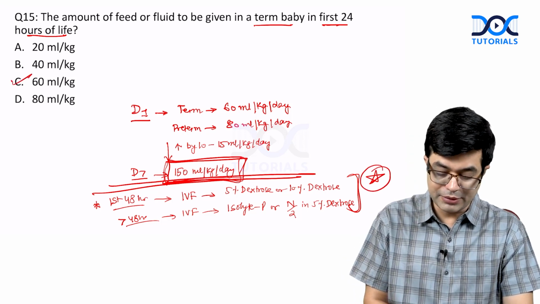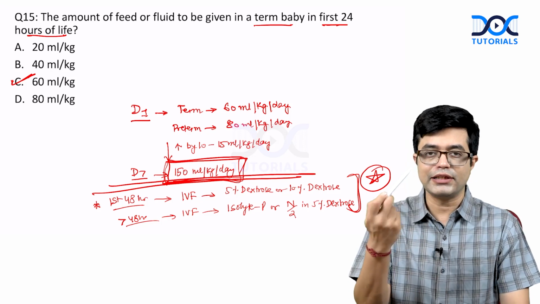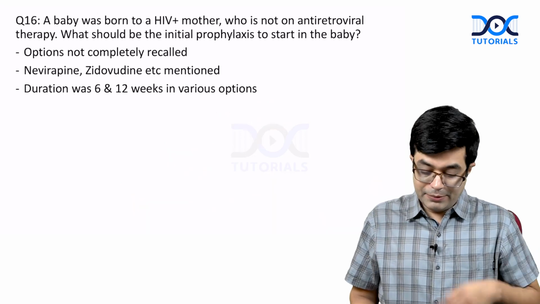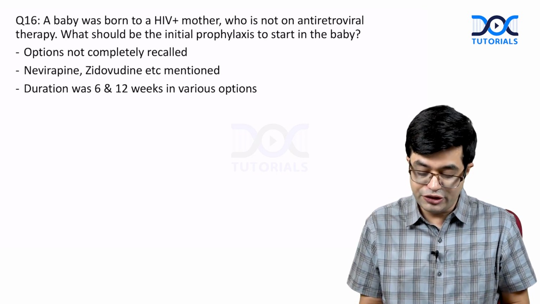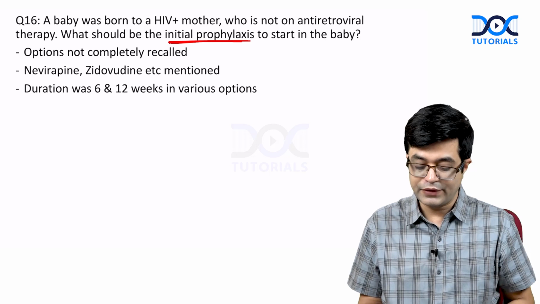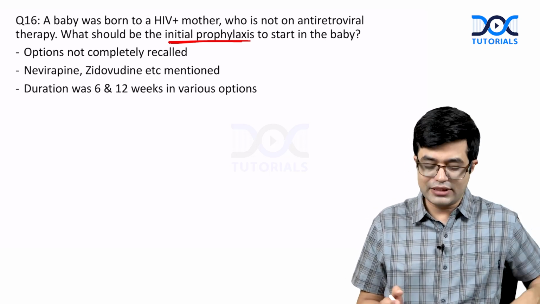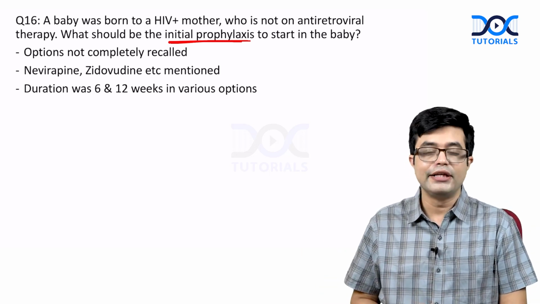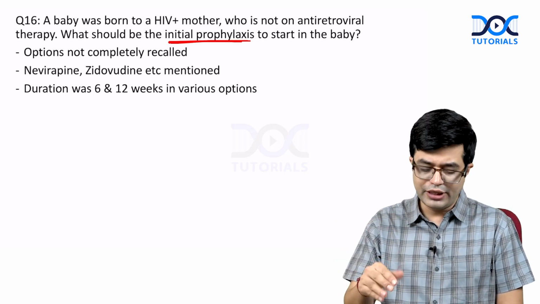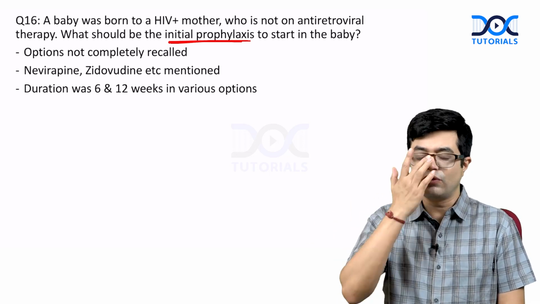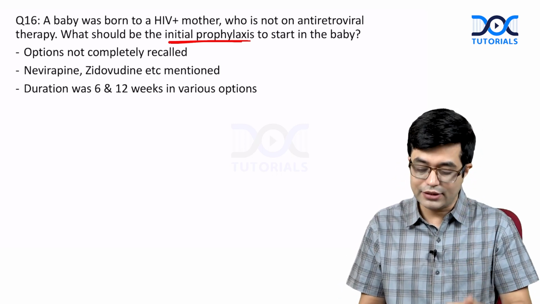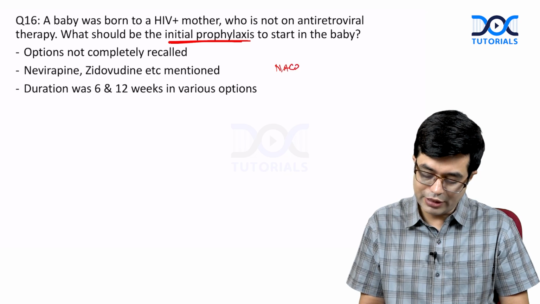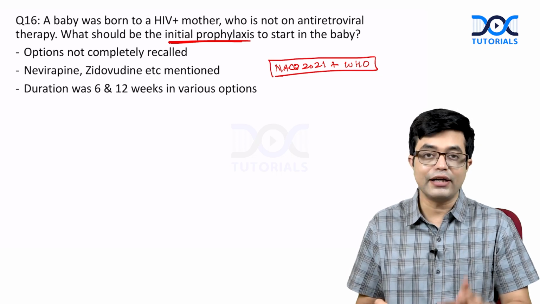So answer here is term baby 60 ml per kg. If it was preterm, answer would have been 80 ml per kg. A baby was born to HIV positive mother who is not on antiretroviral therapy. What should be the initial prophylaxis to start in the baby? Now options are not completely recalled and students said nevirapine, zidovudine, etc. were mentioned. So one option also had nevirapine plus zidovudine and duration was 6 or 12 weeks. So irrespective of whatever was mentioned, this question is taken from the latest guidelines of NACO 2021 plus WHO update. And what are the latest guidelines which they say?